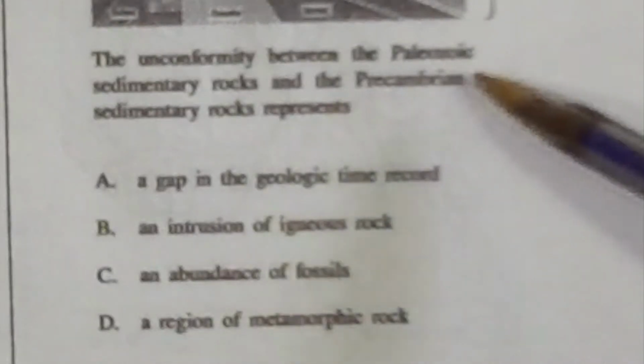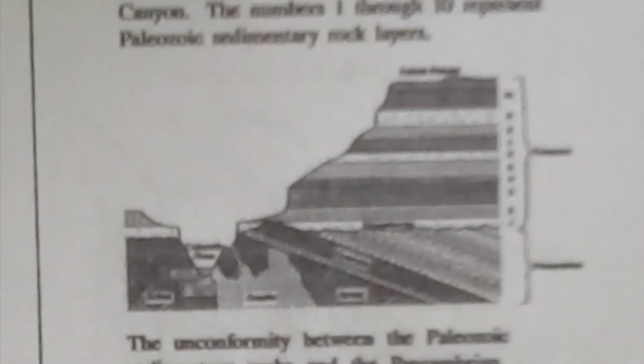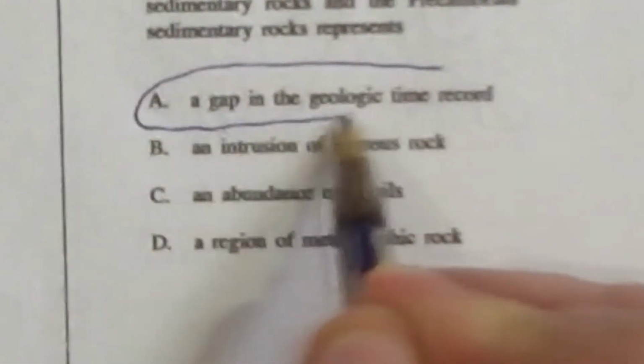The unconformity between the Paleozoic sedimentary rocks and the Precambrian rocks represents a period of time in which you had uplift, you had erosion, you then had subsidence and new deposits. That means part of the rock record is eroded away. That leaves a gap in the geological time record.